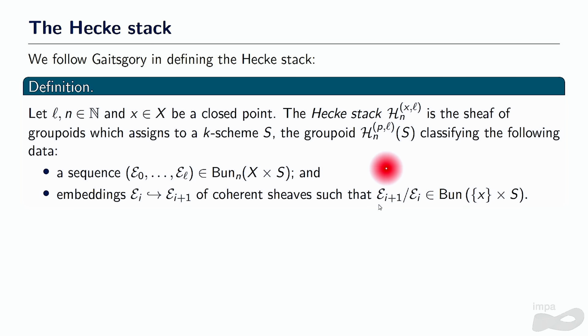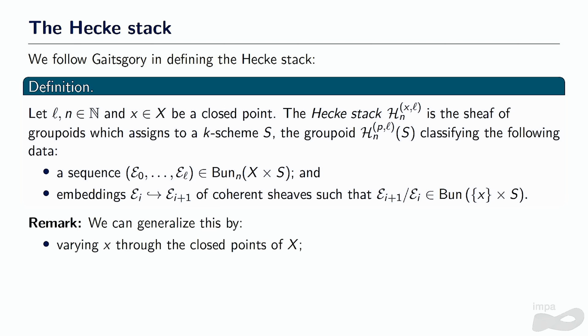It means, what are the rational points on this stack? If we put here, instead of S, spec of K, we're going to have a sequence of vector bundles on the curve such that there are embeddings between them, and the quotient is a vector bundle on the point, which means it's a skyscraper sheaf on the point, okay? So we're going back to the sequence of Hecke modifications that we had at the beginning of the talk. So the rational points are that set here. Rational points on this Hecke stack are not more than what we had at the beginning of the talk.